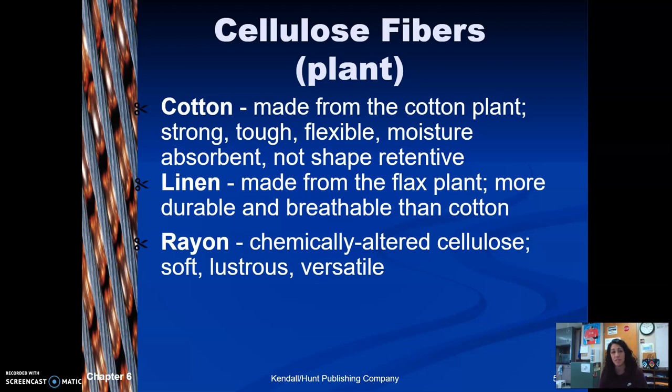It's not shape retentive. So if you have cotton t-shirts, they might shrink in the dryer. Or if you are like my son and you pull out the neck, it's possibly going to stay stretched out. It's not going to go right back to that shape. Lots of times we want some of the characteristics of cotton, but we want them to hold their shape better. So they might mix them with polyester. Lots of times t-shirts will be a cotton and polyester blend of some sort.